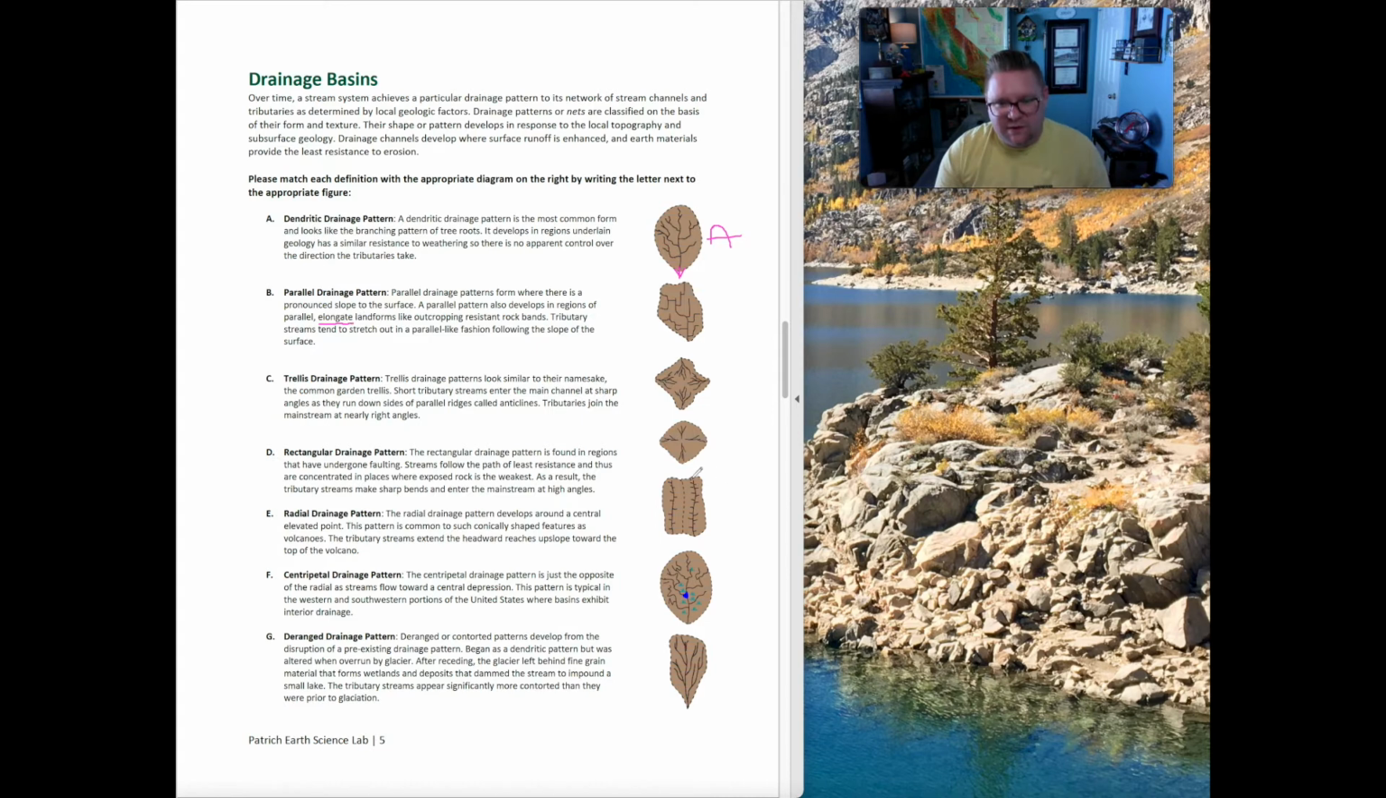So most people look at this and go, oh, those are parallel, but look, they're intersecting. They're not parallel, they're more of a trellis. This one down here, these are very elongated, so this would be better matched as part B. So you'll do the same thing for the remaining drainage basins. You'll match the definition to the most appropriate.